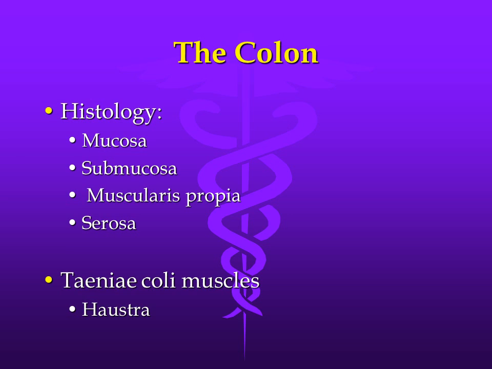The colon has the same wall layers found in other parts of the small intestine: the mucosa, the submucosa, the muscularis propria, and the serosa. Unique to the colon, however, are longitudinal muscles that gather into strips called taenia coli. This creates bulging sacs called haustra.